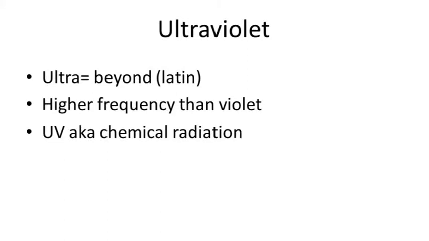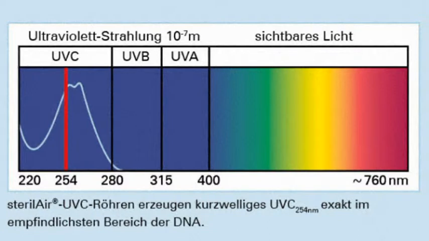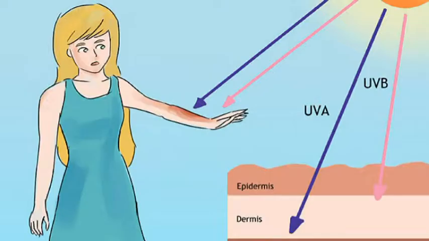The next type of radiation I'll go through is UV, ultraviolet. Ultra means beyond. This is the type of radiation that can excite electrons beyond the valence level. UV goes from 400 nanometers of wavelength to 10 nanometers. It has four parts: UV A, B, C, and extreme ultraviolet.